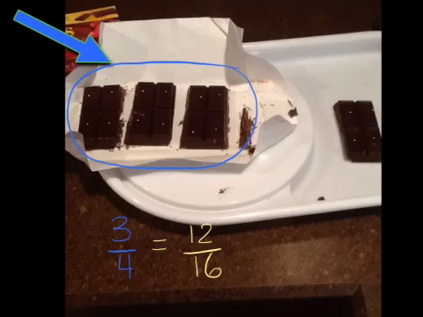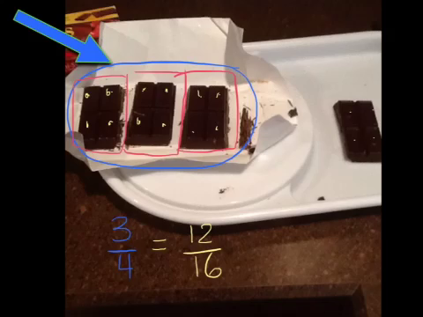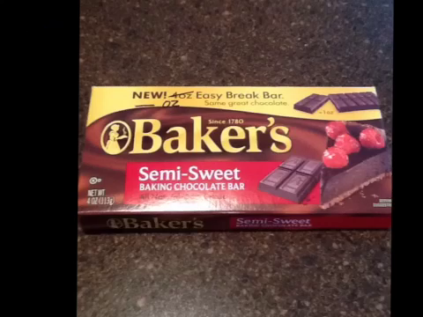I've just named them differently depending on whether I was looking at these big sections here, and I see those 3, or if I was looking at these little sections, in which case I see 12. Depending on the parts I was describing, that gives me my fraction names. But 3/4 and 12/16 are equal. So I've taken out the 3 ounces I need for the cookies and I'm putting the rest in my cabinet.